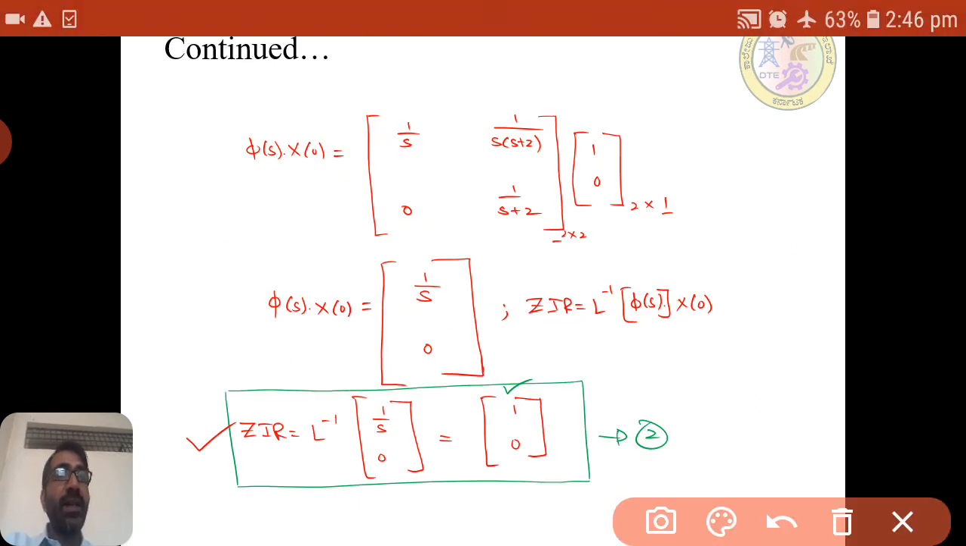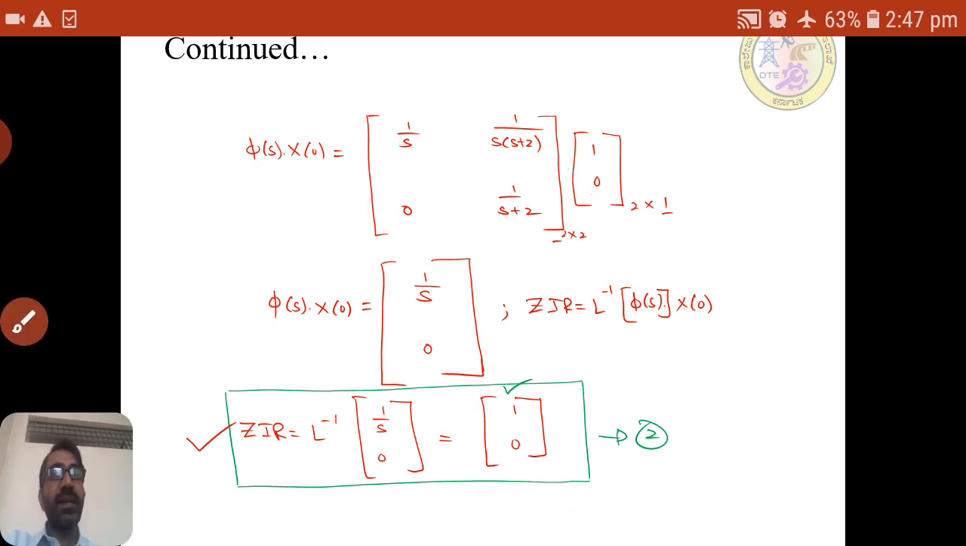Then after getting phi of s, we need to multiply with x of 0. X of 0 is [1 0]. The remaining term will be 1 by s, because 1 into 1 by s, and the other terms are 0. So only 1 by s will remain. Laplace inverse of 1 by s is 1. So ZIR will be [1 0].